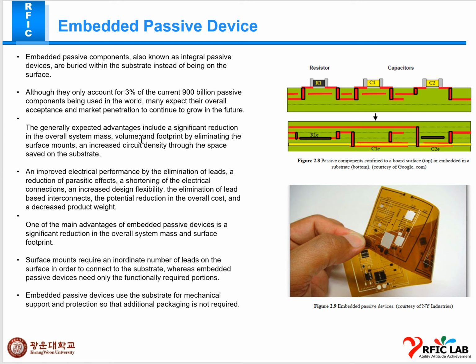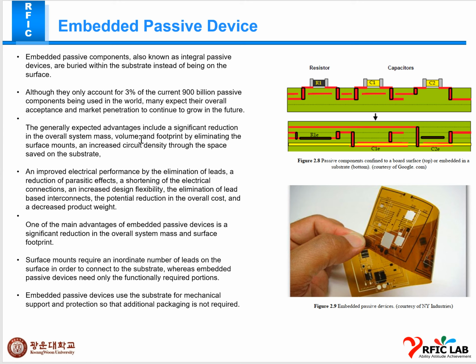In this topic, the main thing I have understood is that there is a significant reduction in overall system mass, volume, and footprint by eliminating the surface mount, and an increase in circuitry density through the space. It also improves electrical performance, eliminates lead reduction, increases design flexibility, eliminates lead based interconnects, and offers potential reduction in overall cost.